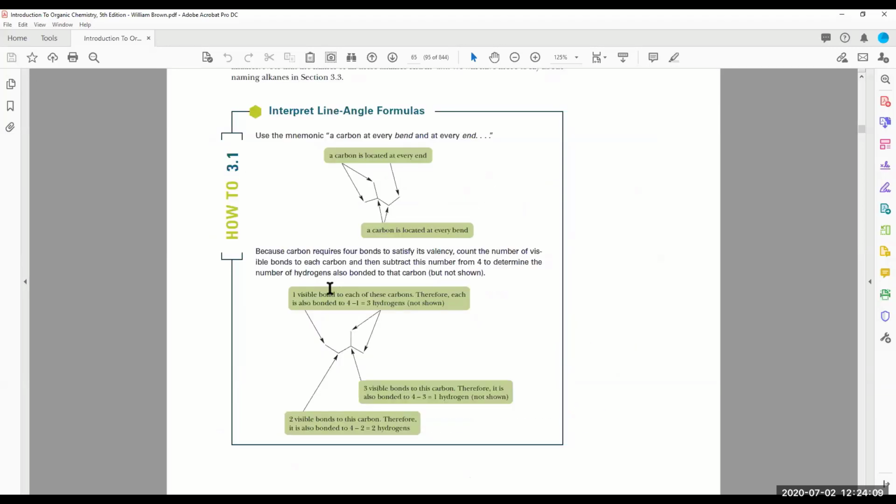Now there's another rule that you can use to figure this out. Take the number of visible bonds to each carbon and subtract that number from 4. So that would be 4 minus 1, 3 hydrogens. There's 2 carbon single bonds to this carbon atom here, so 4 minus 2, 2 hydrogens. And then there's 3 carbon-carbon single bonds that this carbon here in the middle is involved with, so 4 minus 3, 1 hydrogen atom at this carbon here.